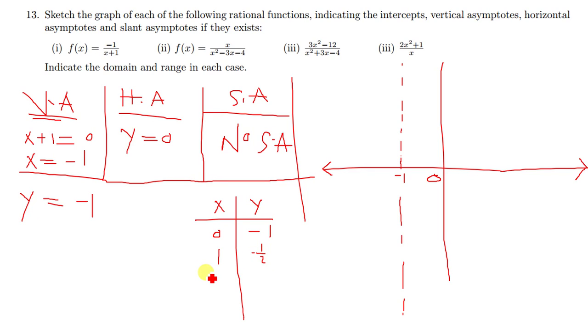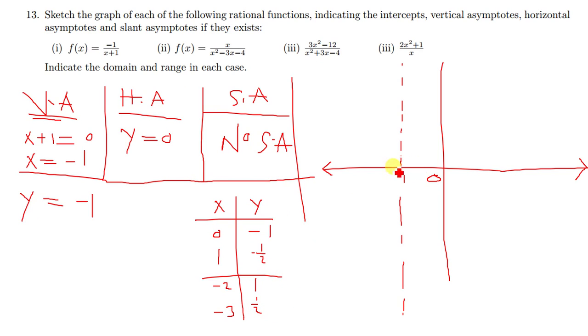Let's try to put -2 there. -2 plus 1 is going to be -1, meaning we're going to have 1 there. Let's try to put -3 there. -3 plus 1 will get -2, and then -1 divided by -2, we're getting 1 over 2. So let's try to plot these 4 points.